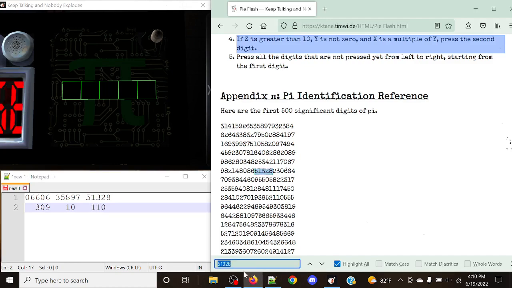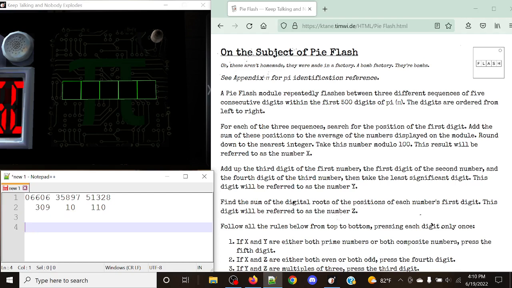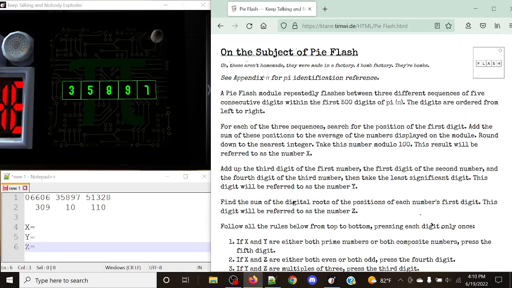Okay. And now, what exactly are we going to be doing with this information here? We've determined the first thing that we need to do, and now we need to determine three different variables, in this case x, y, and z. The way that we're going to determine this is going to be with this. So first, let's figure out what x is. Add the sum of these positions to the average of the numbers displayed on the module.